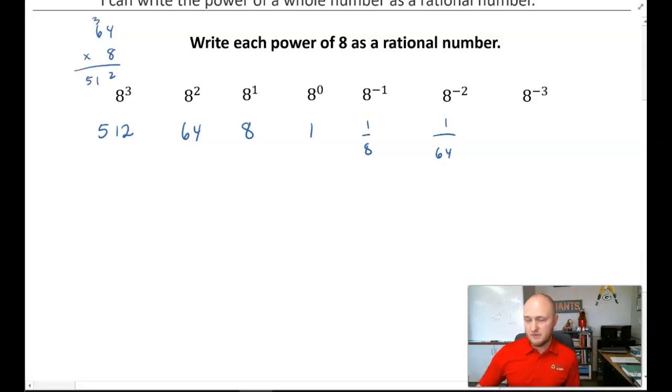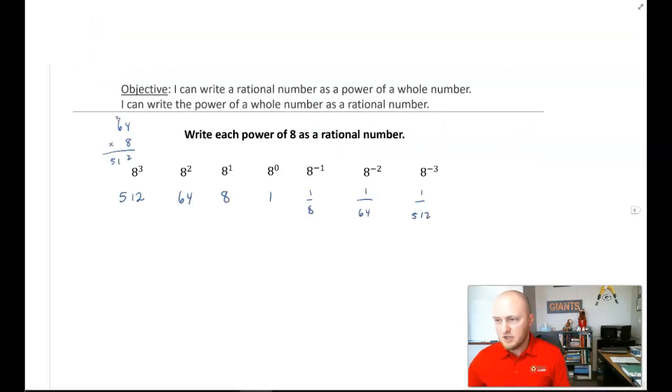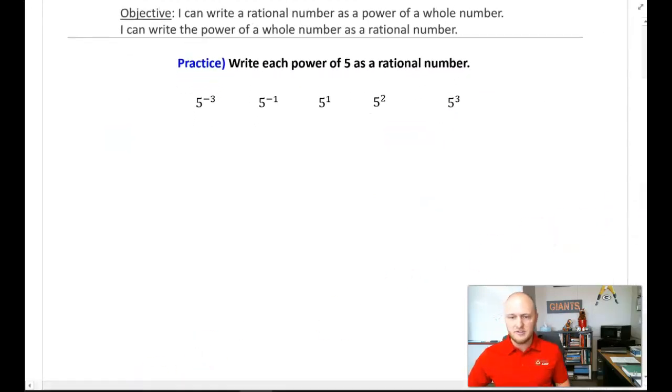Cool. So 8 to the negative third is 1 over 512. Okay. All right, I have, I believe, a practice problem for you here. So go ahead, please pause the video, compute these values, and then we'll change gears for this lesson.